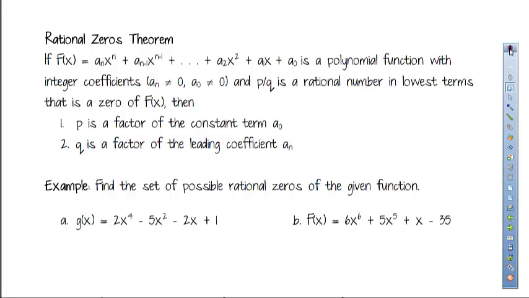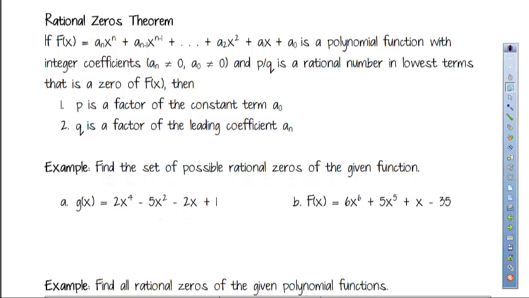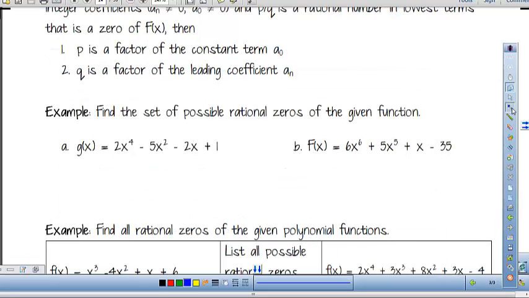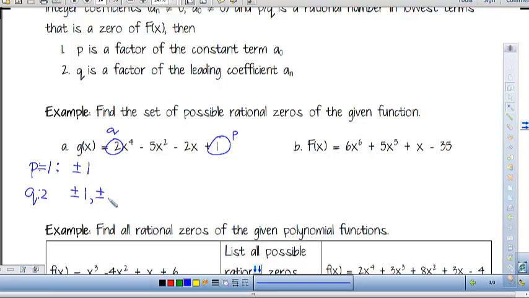It says find the set of possible rational zeros of the given function. And so this would be my p. It doesn't have many factors, thankfully. This is my q. I'll just say p equals 1. Its factors are just plus minus 1, because negative 1 times negative 1 is 1. And then q, we've got factors of what? Plus minus 1, plus minus 2.